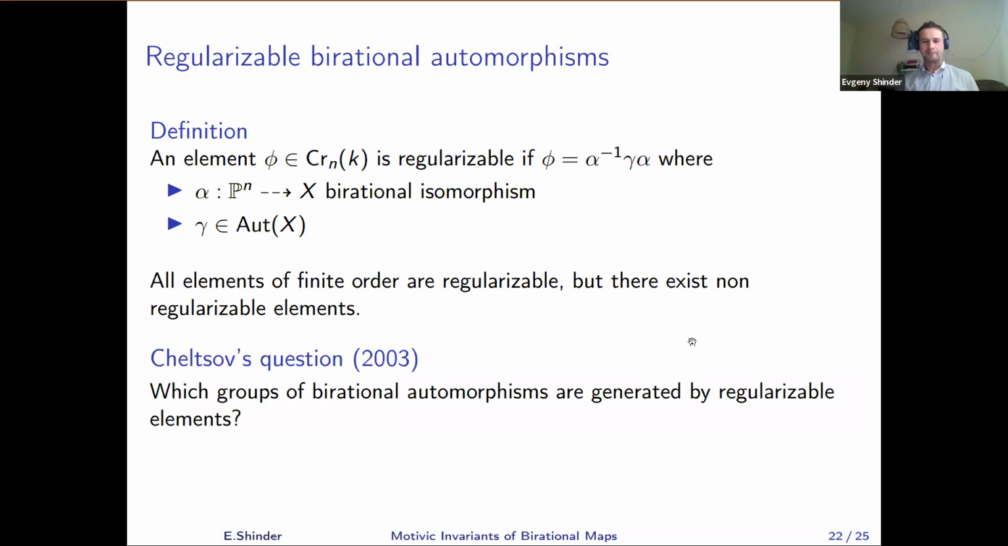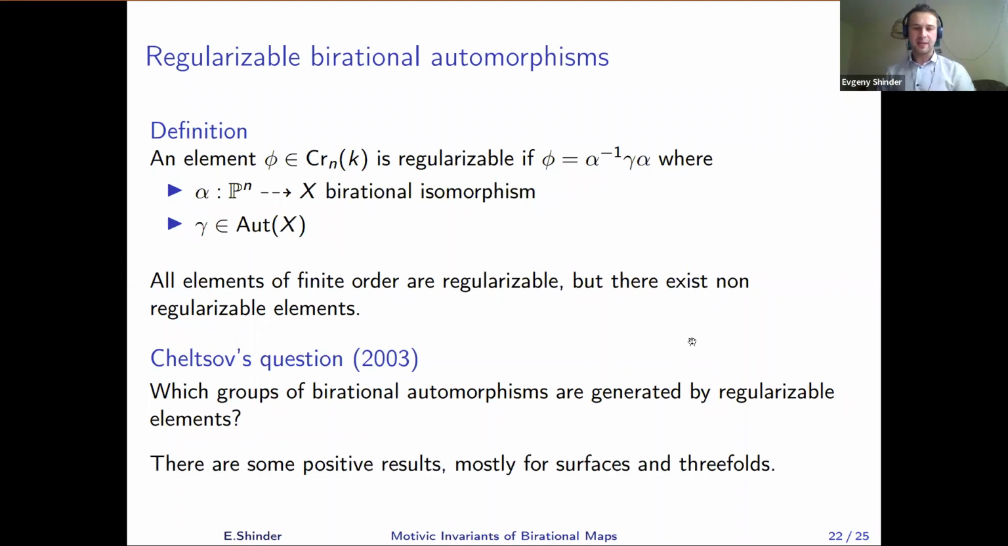And then Vanya was asking a long time ago which groups of birational automorphisms, specifically Cremona groups, are generated by regularizable elements. He probably meant this in the positive way, and as evidence he listed surfaces and threefolds, mostly without a lot of birational automorphisms, which do satisfy these properties.